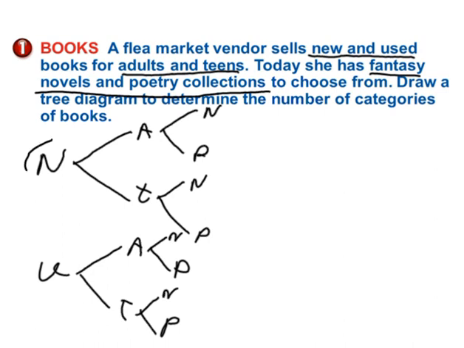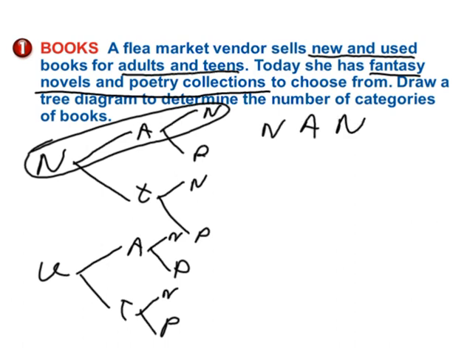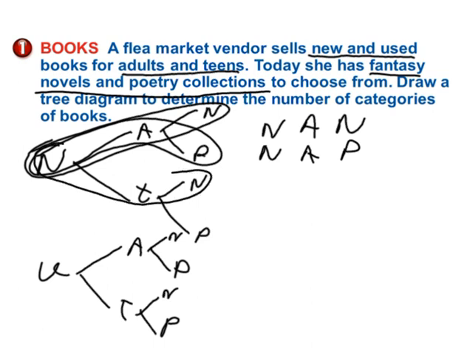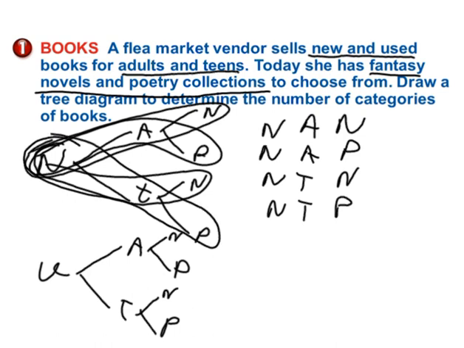And you can see here that I could have a new book for adults. That would be a novel. Or I could get a new book for adults that's about poetry. I could also have a new book that's for teens, and it's a novel. And a new book for teens, that's poetry. That would be this branch of the tree.